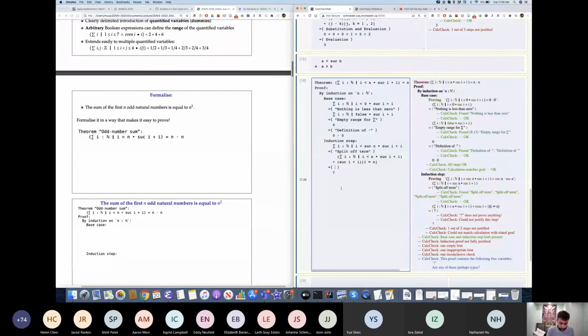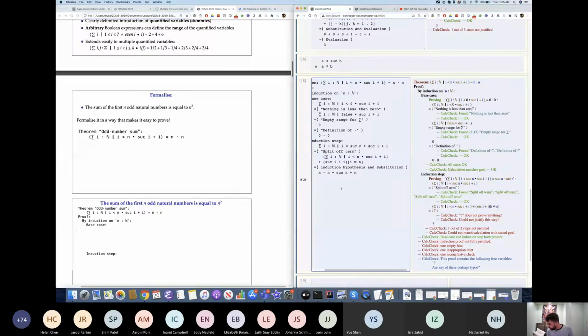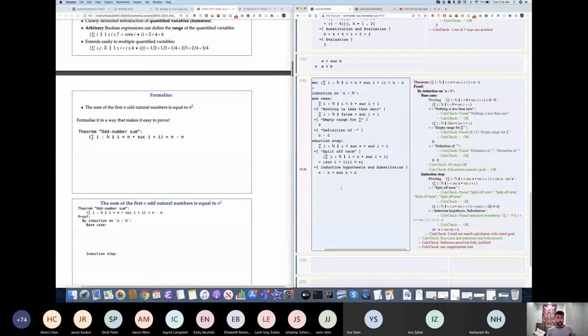Let's do the induction hypothesis, since we already have that, and let's do substitution. The induction hypothesis tells us the top part is going to be n times n, and substitution tells us this is successor of n plus n. Okay, ducks. Yes, there are notebooks available for you on Avenue to try these things, and they tell you explicitly what's available and what's not.